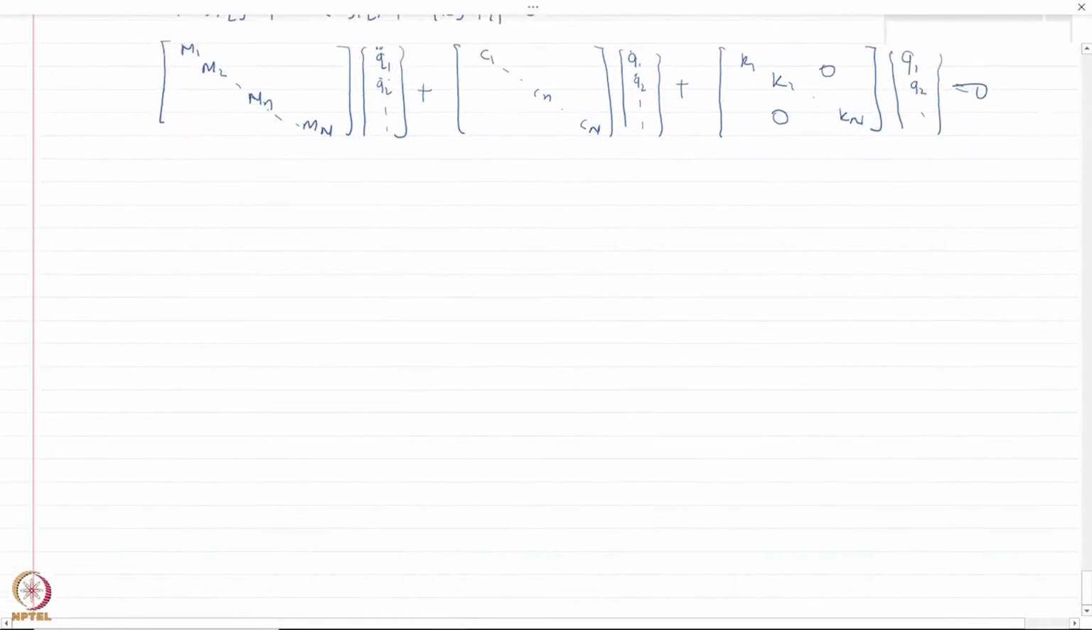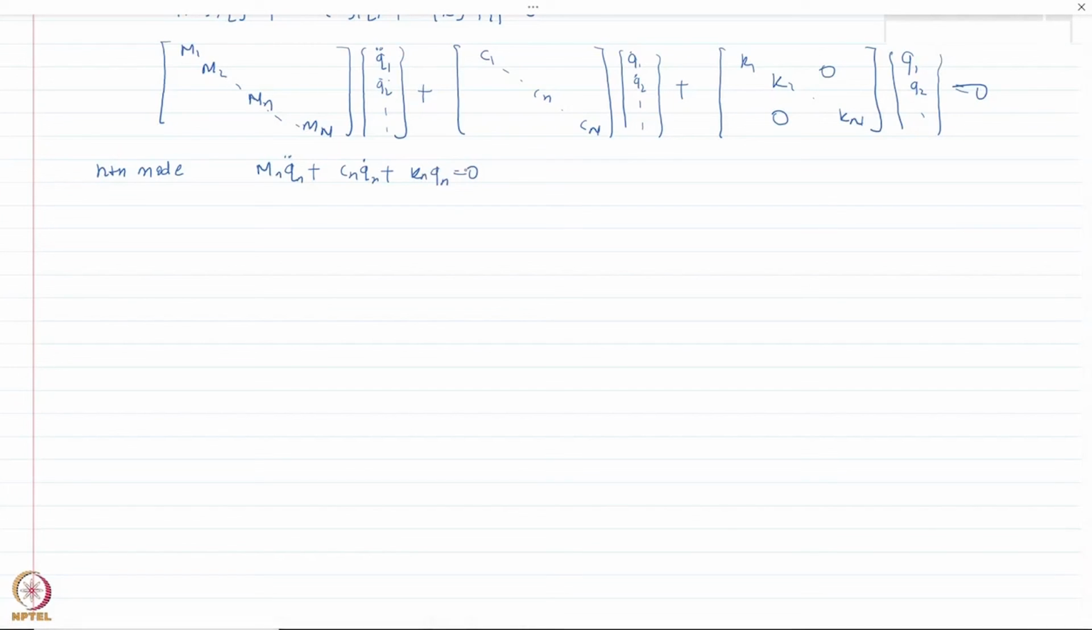And for the nth mode, I can write it as mn qn double dot plus cn qn dot plus kn qn is equal to 0, which is of the form of the free vibration response of a single degree of freedom system. So I have basically decomposed my multiple degree of freedom system through the modal decomposition into n single degree of freedom systems.